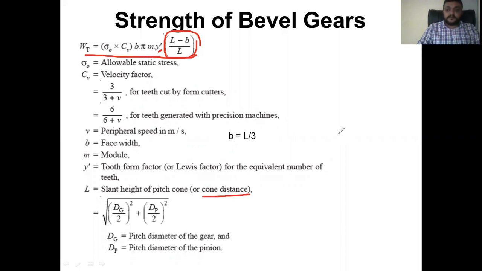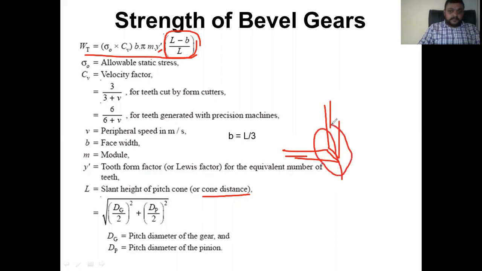Cone distance, because the bevel gear is used to join the two shafts, like the shafts are at 90 degrees. So this is one shaft axis, this is another shaft axis, and here we are forming some cone. So the pitch cone is the L, also called the cone distance, and that is the square root of (dg by 2) squared plus (dp by 2) squared, where dg and dp are the pitch circle diameters of the gear and pinion respectively, where the gear is the driven and the pinion is the driver.